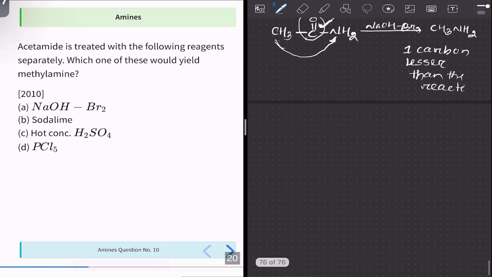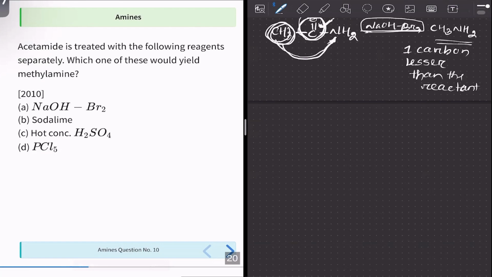So acetamide will react with NaOH to give methylamine. You have to know the principle of the Hofmann bromamide degradation reaction. Whenever this reagent comes, you have to just remove the carbonyl group and migrate the alkyl group to the NH2 group. Okay, this will be your product.